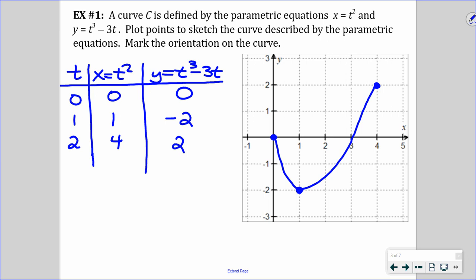Now, to show the orientation on the curve, or to bring time into this, how do we represent time in this graph? One way to do that is to use arrows, so we can show the path that was taken as we plotted the points. Or sometimes you will also see time just written next to each point. So this point was when t equals 0, this point is when t equals 1, and this point is where t equals 2. So that is how we graph parametric equations.